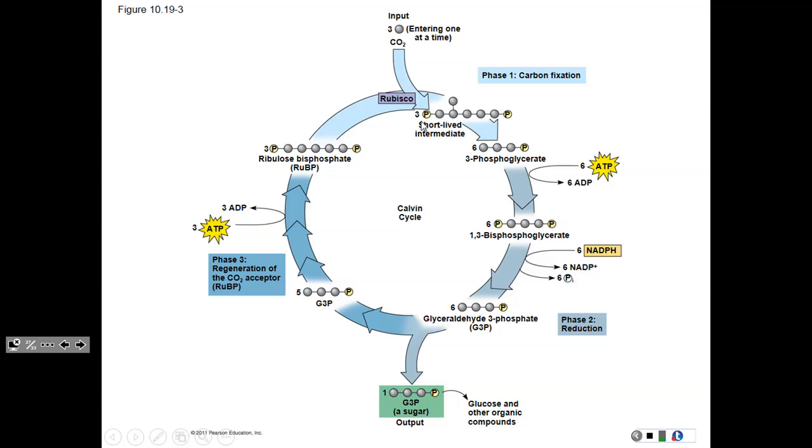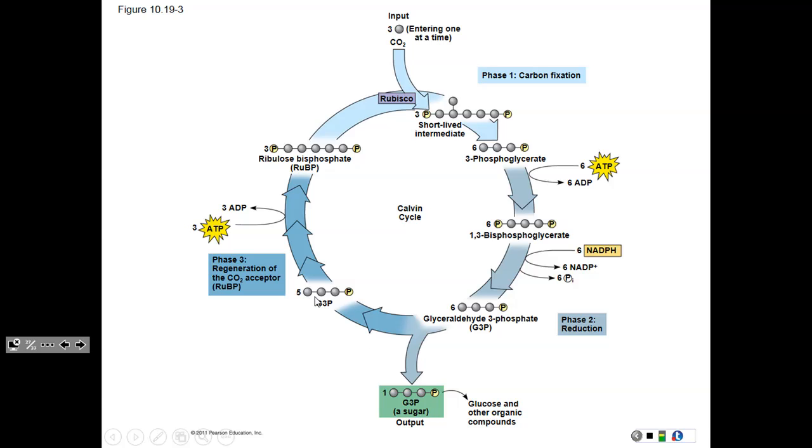Those 3 6-carbon molecules break up to give us 6 3-carbon molecules. 6 times 3, 18. But we're going to let one of those fall off of the cycle. We're going to shunt it off, and we're going to end up now with 5 3-carbon molecules and 1 3-carbon molecule. So 5 times 3 is 15. 1 times 3 is 3. 15 plus 3 is 18. We've still got the 18 carbons in play.